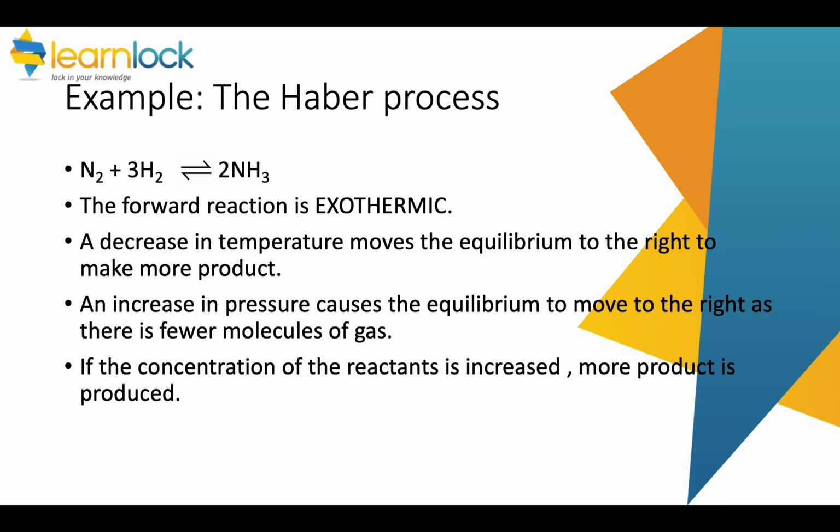An example of this is the Haber process, which makes ammonia. This is a reversible reaction, and the reaction is exothermic. A decrease in temperature will move the equilibrium to the right, so you'll make more product. An increase in pressure causes the equilibrium to move to the right, as there are fewer molecules of gas on the right-hand side. If the concentration of the reactant is increased, more product is produced.